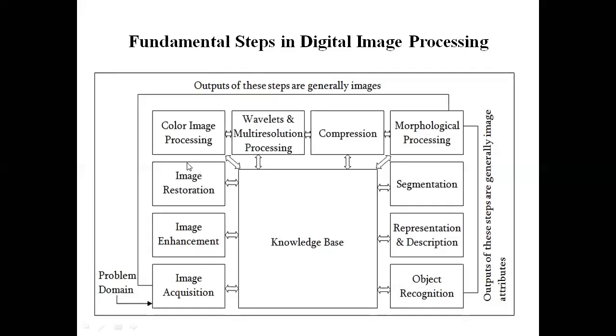Next, image restoration. What happens in image restoration? This step is also used to improve the appearance of the image, but in an objective manner. Next, color image processing. What is color image processing here? It deals with the manipulation of color images, that is, manipulation of colors in the images.